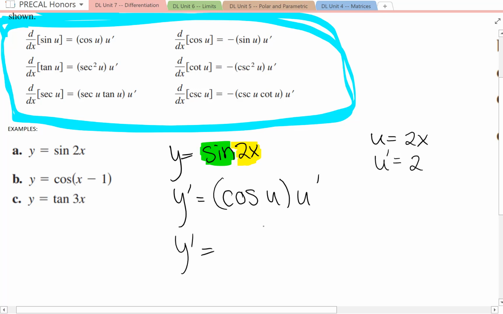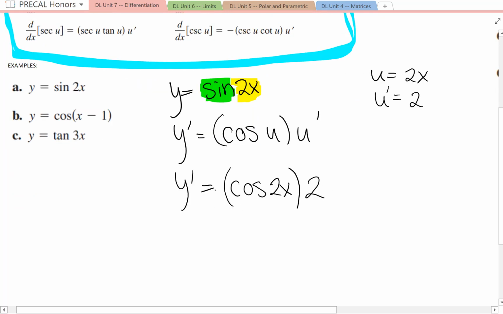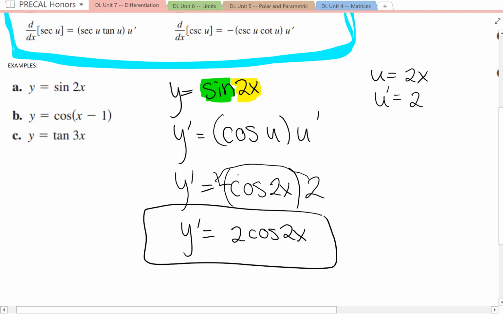We have a value for u, so let's substitute that back in. y prime is equal to cosine of u, cosine 2x, and that's being multiplied by u prime, which is 2. That 2 is going to become a coefficient. It's not inside of the cosine function. So y prime equals 2 cosine 2x is the derivative of sine 2x.